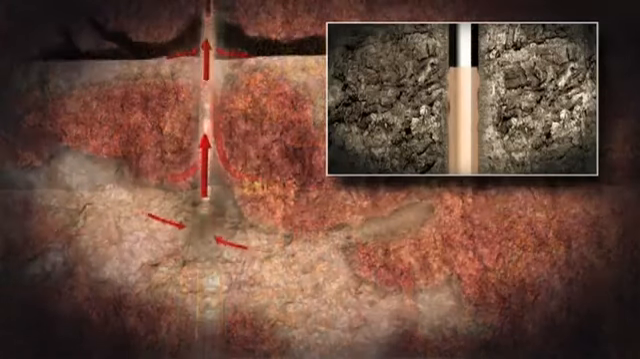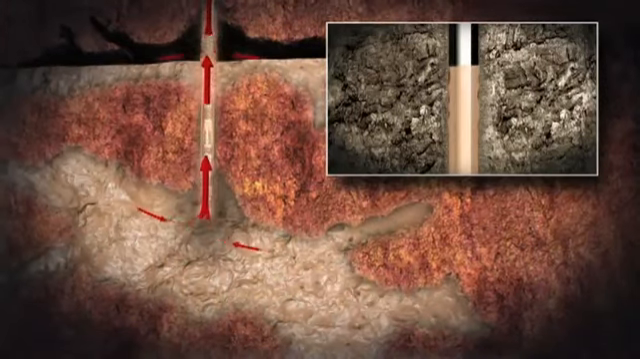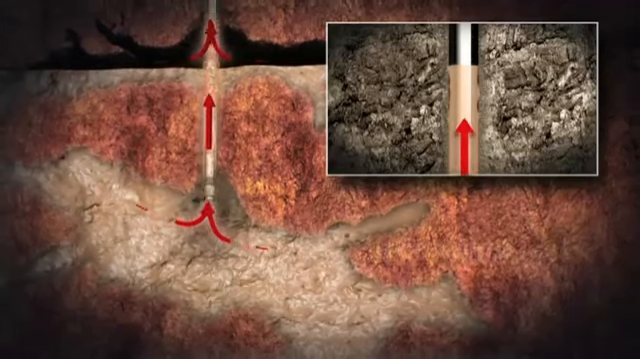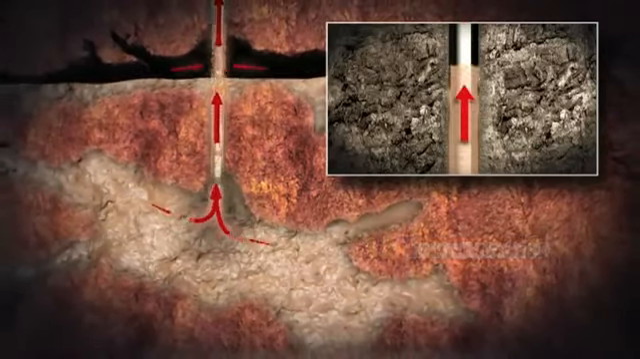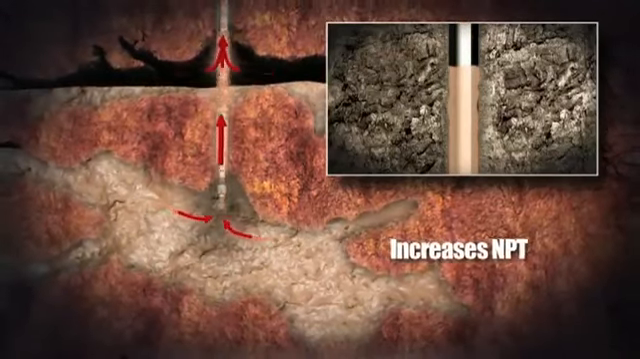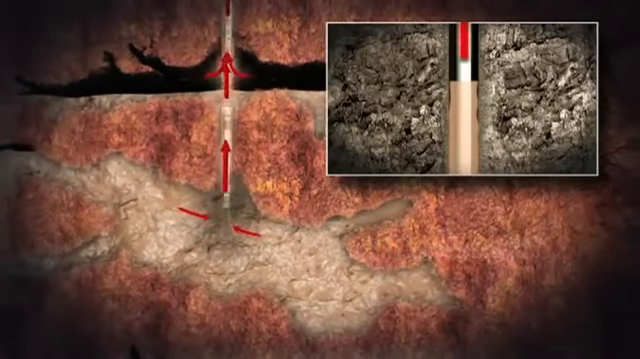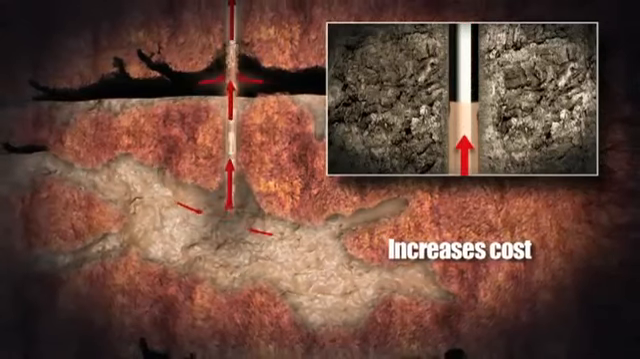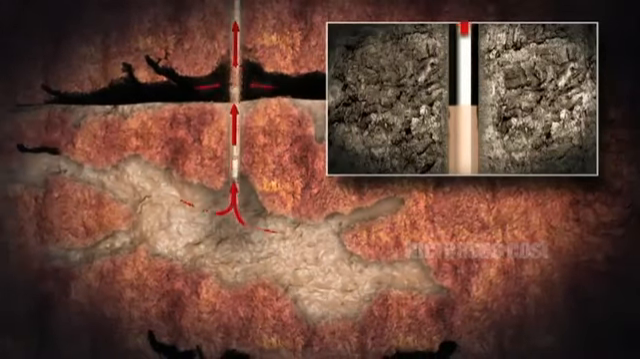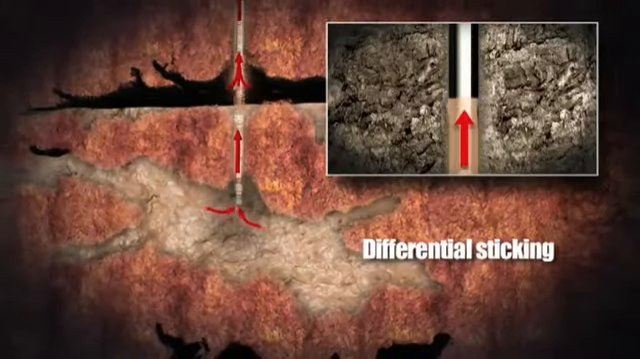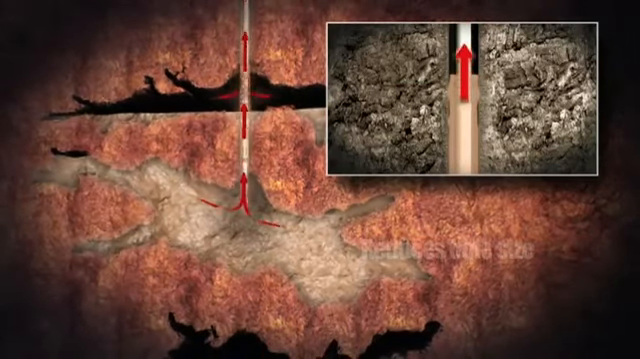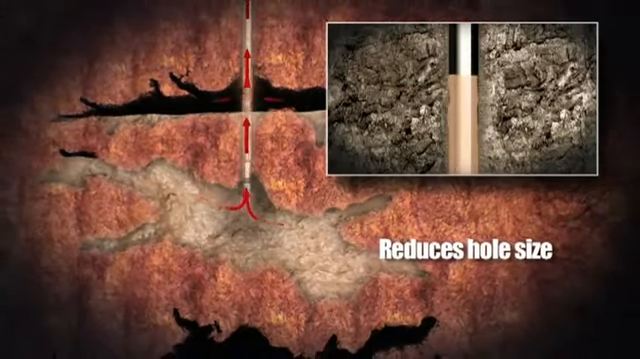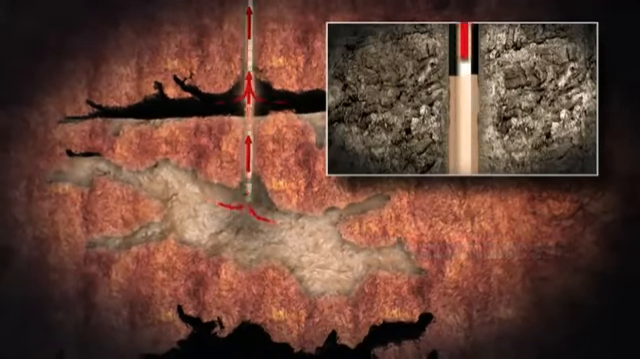This cycle defines a typical kick loss scenario that creates many problems. It increases risk to personnel, equipment, and the well. Fighting the well adds to non-productive time. Costs are increased because of lost fluids and circulation materials. Differential sticking is more likely. Isolating trouble zones with casing reduces hole size, and ultimately, these problems may lead to loss of the hole.